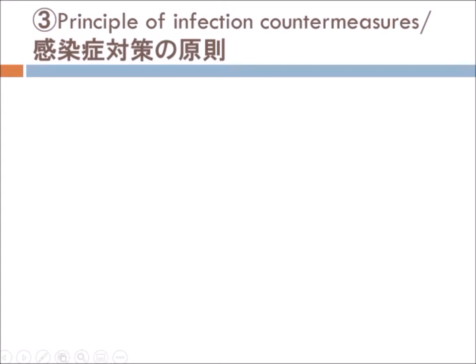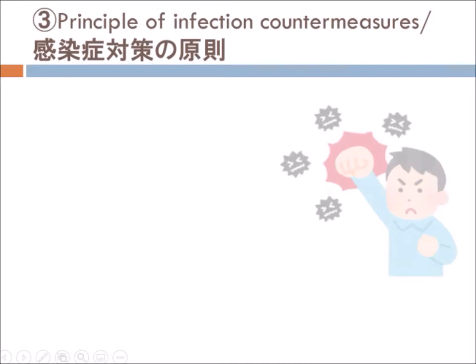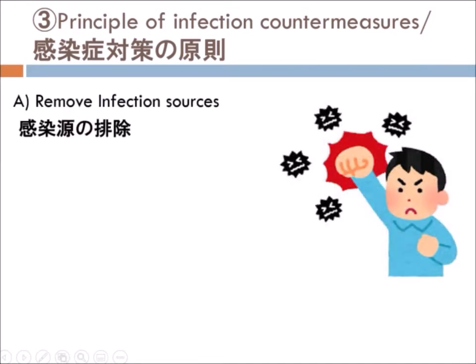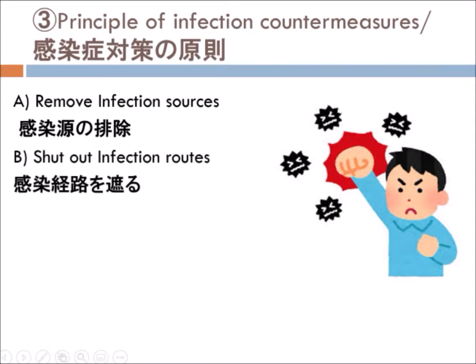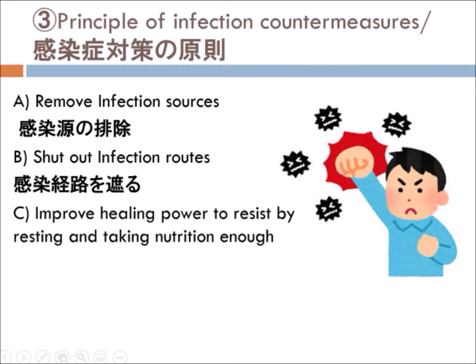3. Principle of infection countermeasures. 1. Remove infection sources. 2. Shut out infection routes. 3. Improve healing power to resist by resting well and taking nutrition enough.